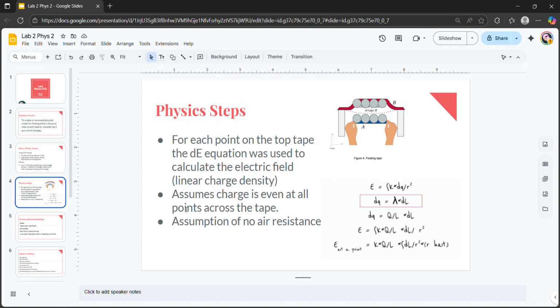This assumes that all charge across these points have the same Q, they're all the same, and the assumption is that there's no air resistance that would act against the force of gravity and against the electric force, and we'd have to find another thing to look for.